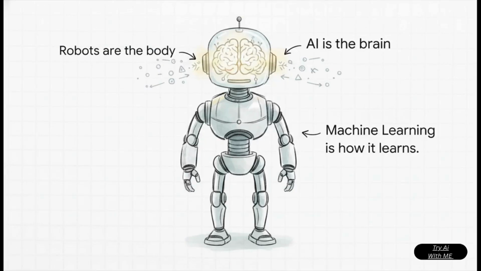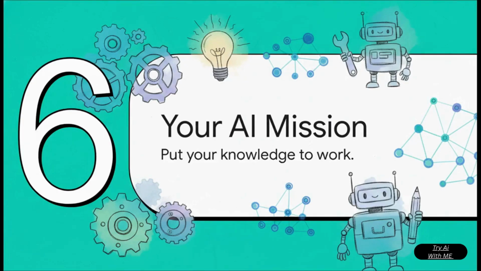Okay, listen up. If you forget everything else from today, please, please, please remember this one sentence. This is the key to everything. Say it with me. AI is the brain. Machine learning is how that brain learns, and robots are the body that takes action. Perfect. You got it. Now that you're pretty much an expert on this stuff, I have one last challenge for you.